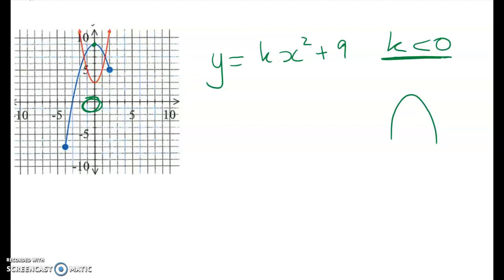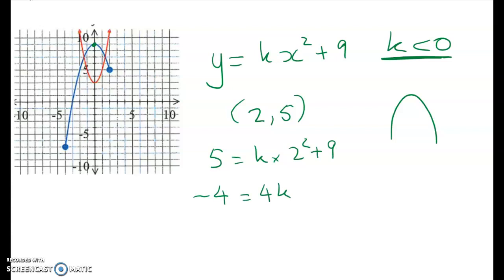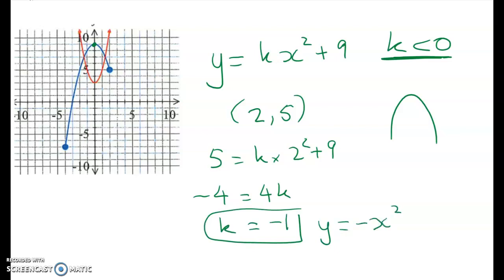Now we're going to use another point to figure out what k is. Let's use this one here. So the point we're going to use is 2, let's see, 1, 2, lots of mess on here now, 2, 5. Substituting that in gives me this. 5 is equal to k times 2 squared plus 9. -4 is equal to 4k. K is equal to -1. So my equation is y equals -x squared. Let's see, have I got that right? Y is equal to -x squared plus 9.